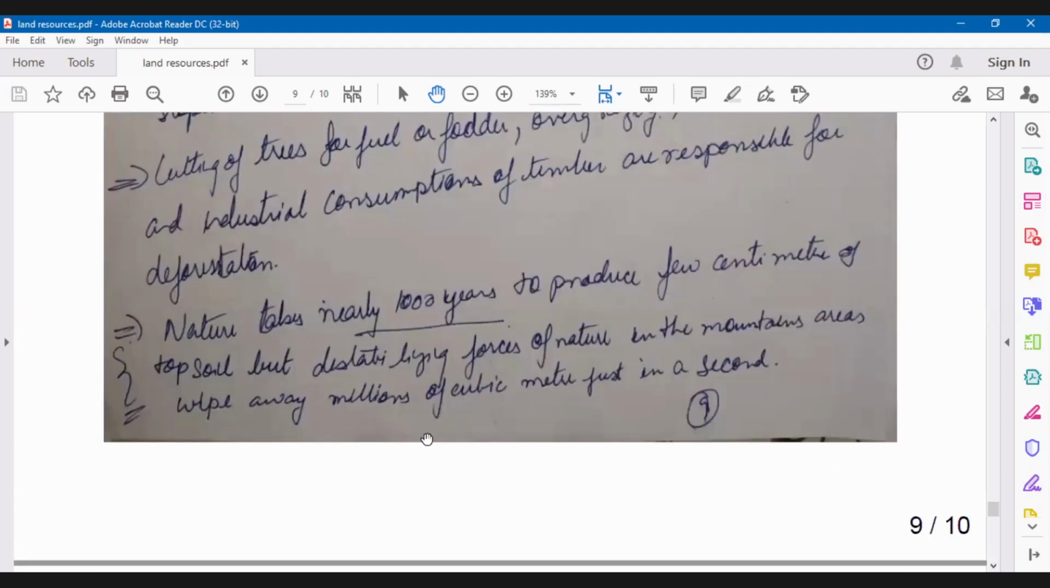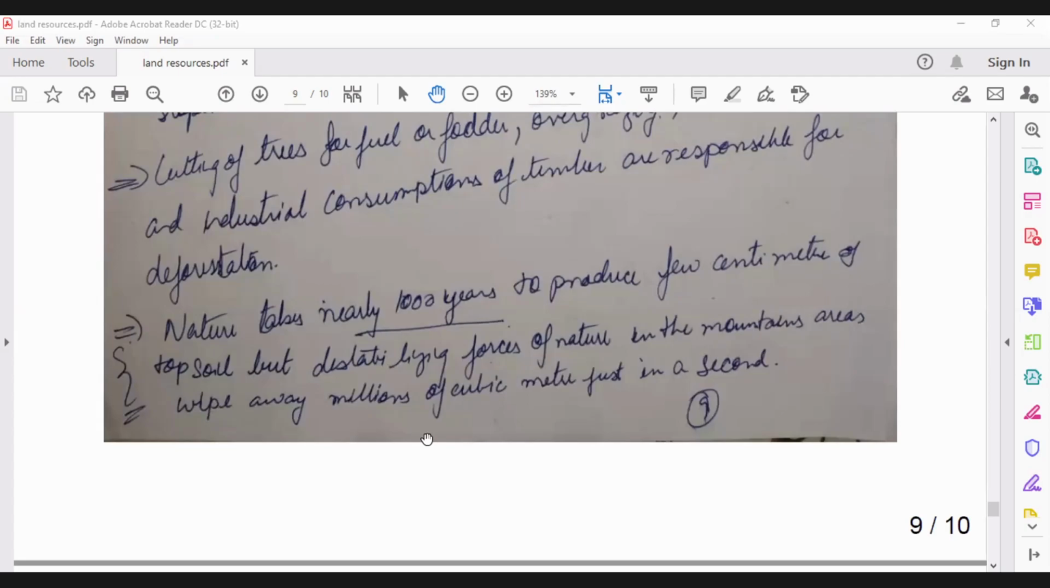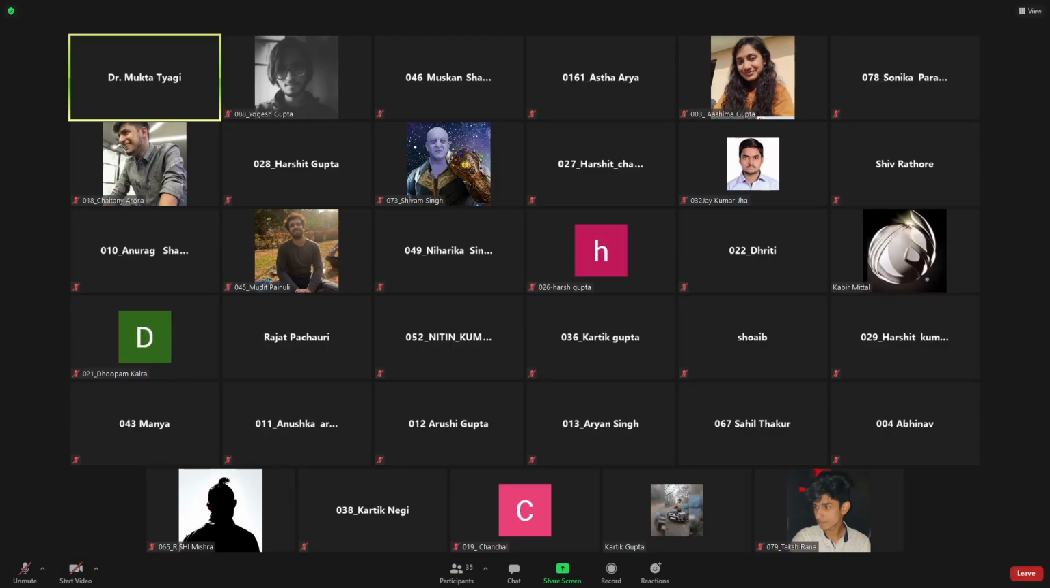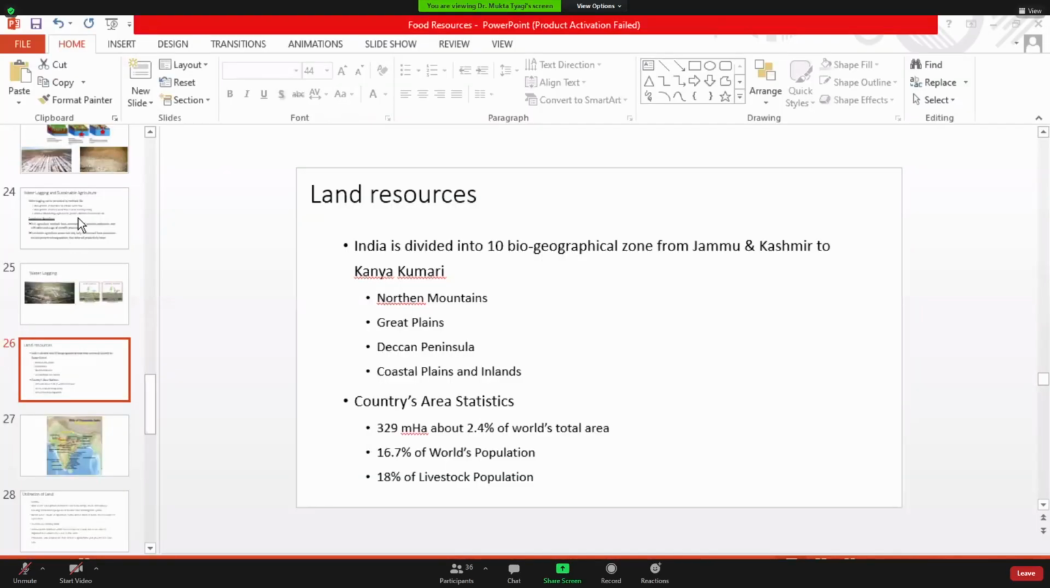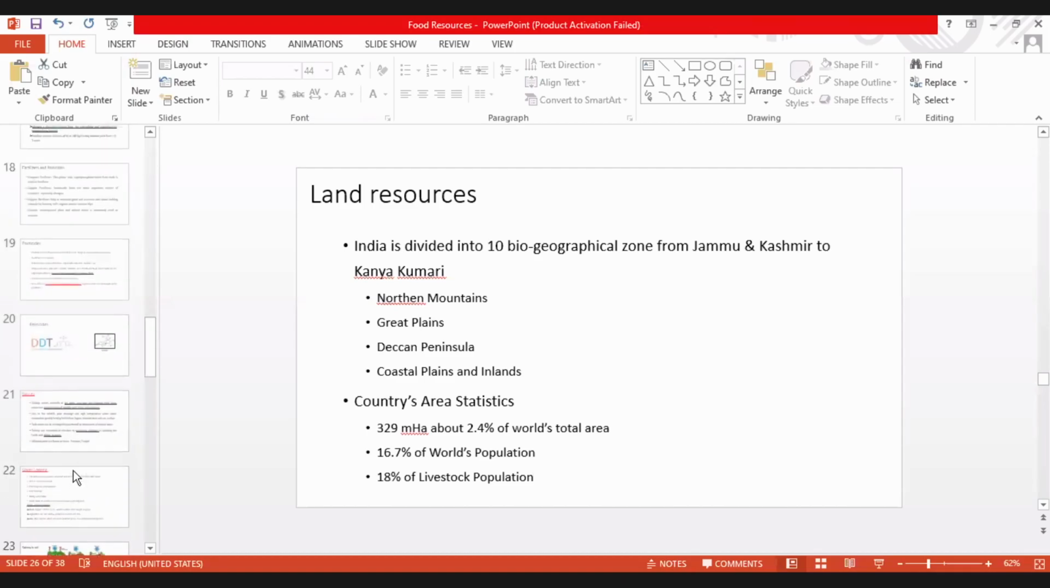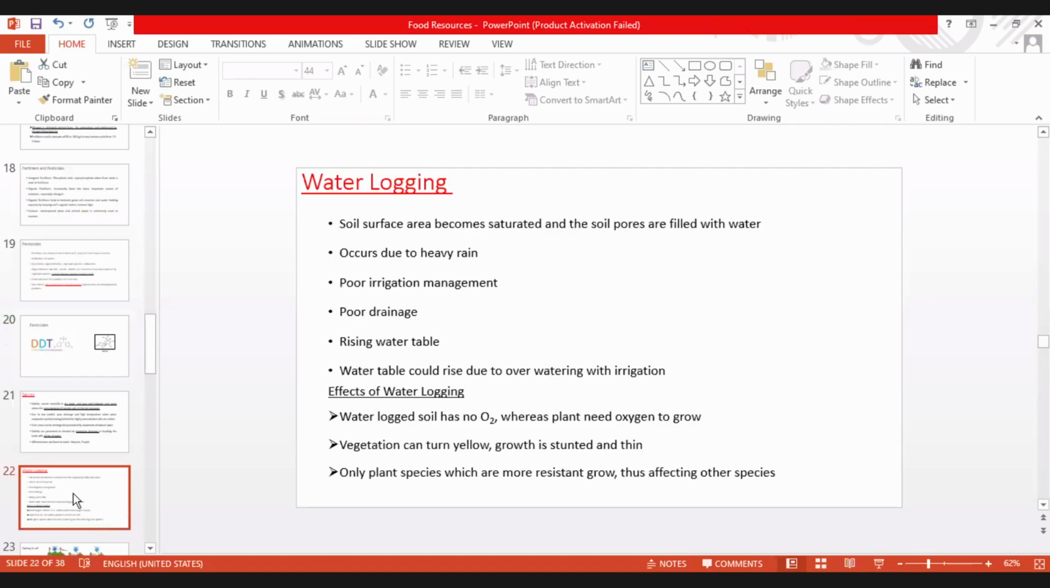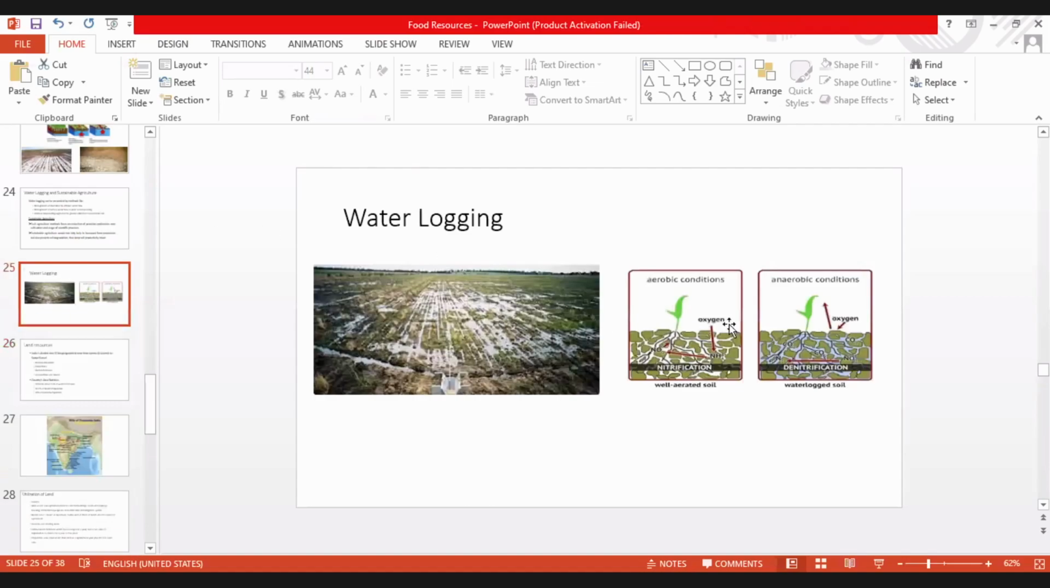So this was your first slide. Now let me show you the second slide. So when we were talking about land resources, I've shared the notes with you. We have covered your water logging, we have covered your salinity. So क्या reasons होते हैं और क्यों problematic होता है?